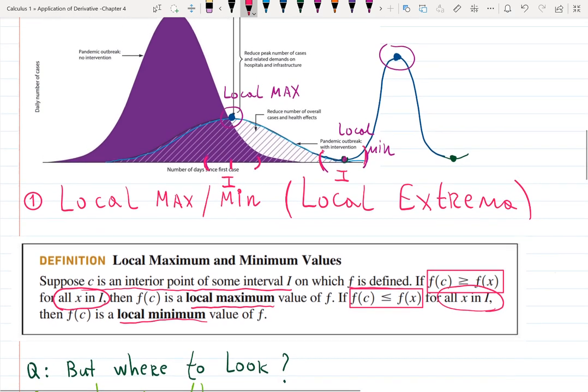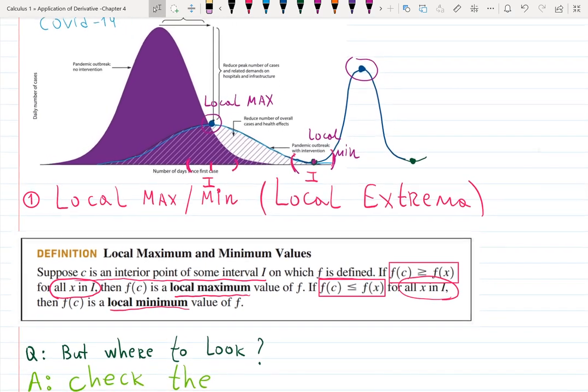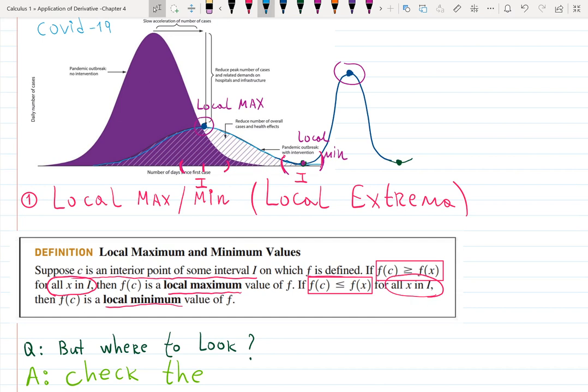Now, where should we look for those values? That's a good question. What should we check? Now the derivative comes in, and I will ask you this question. Do you remember we were teaching you that if I'm climbing this mountain up, going up, going up, going up, what happens with the derivative there? The derivative is, yes, positive. It's positive over here and over here and over here.